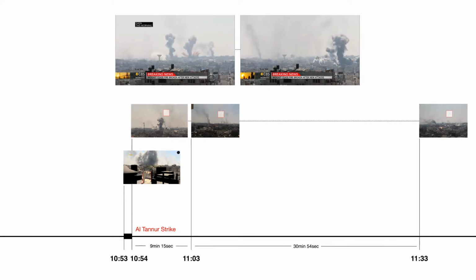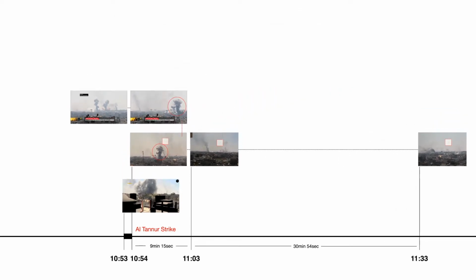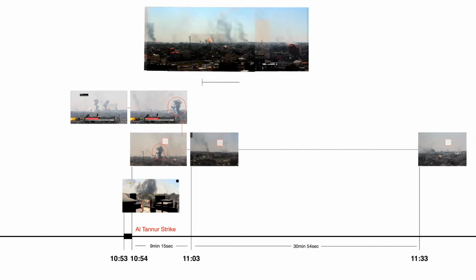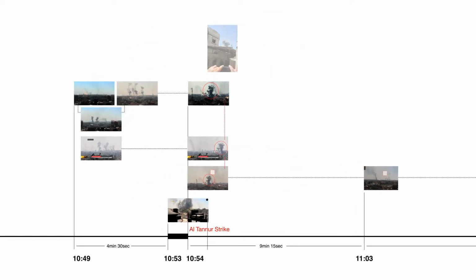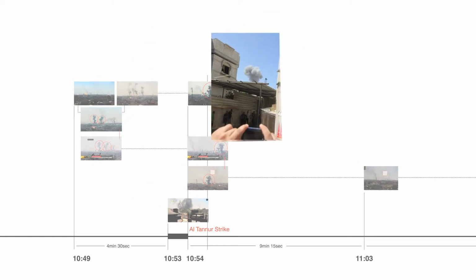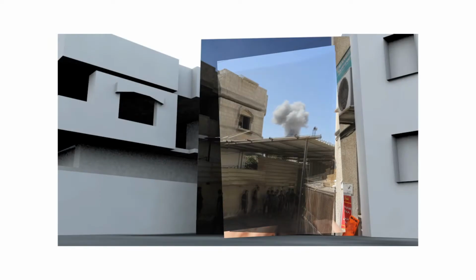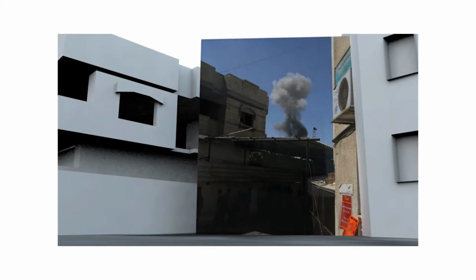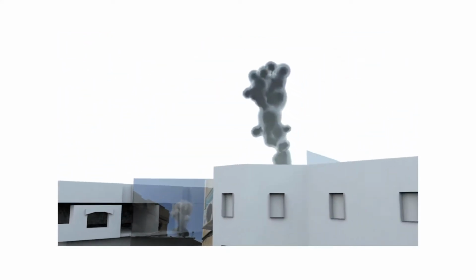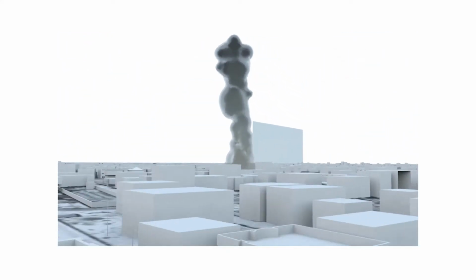Using these techniques, we build a timeline of the events of the day. At 10:55, people seeking protection next to the hospital took these photographs, showing the strike on the Tannur neighbourhood. We recognise the shape of the plume.